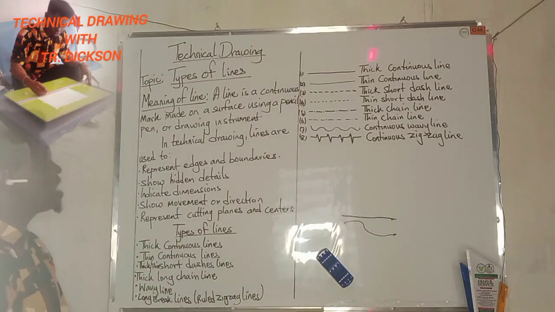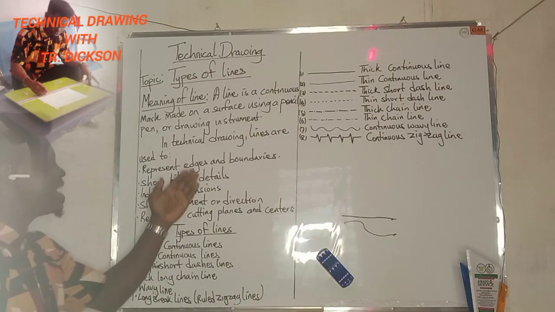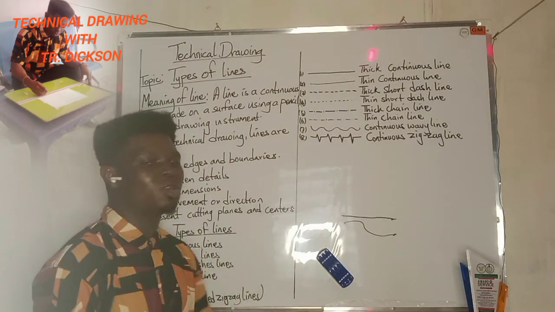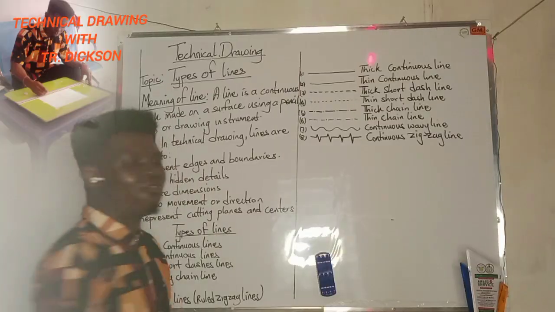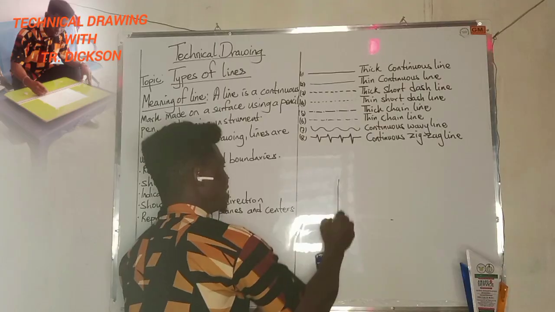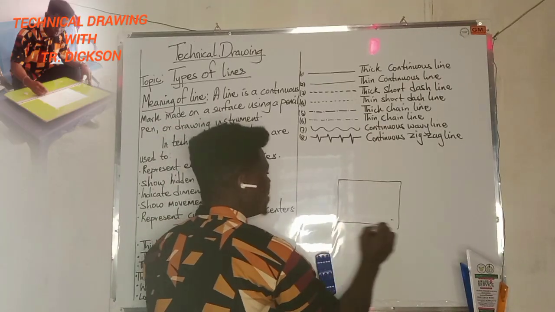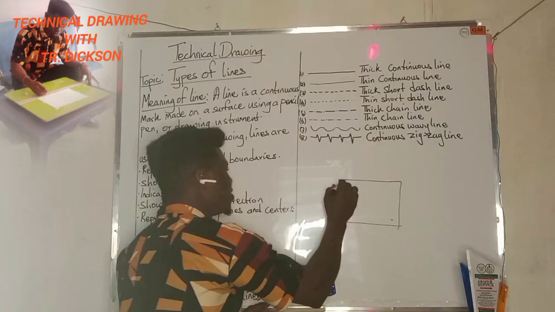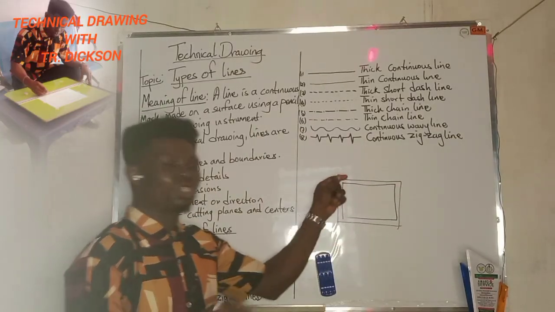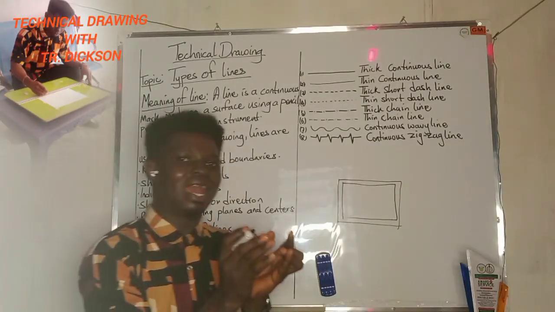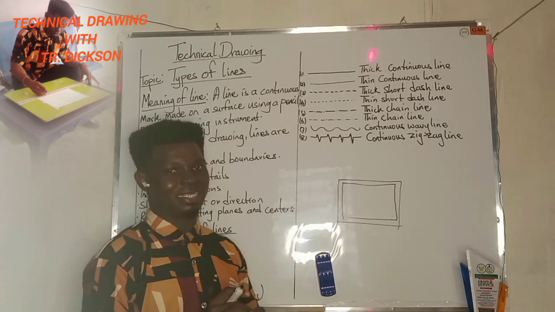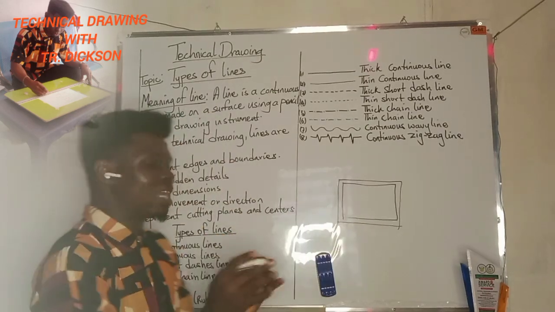Okay, now in technical drawing, lines are used to represent edges and boundaries. If I want to illustrate that, for instance, if we are talking about maybe border lines in a drawing, you will agree with me that this can be a drawing paper. So if I do this as my border line, this shows boundary. It defines an enclosure where I will have my drawing so that it will look neat. So a line can show edges and boundaries.